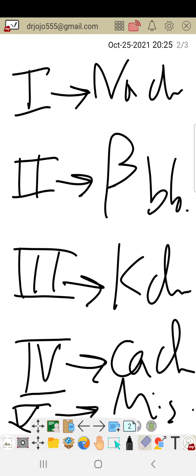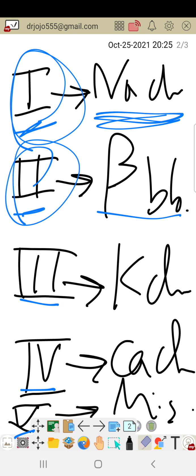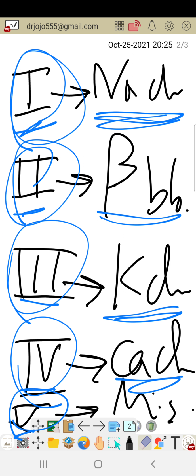So, what are the classes of antiarrhythmic drugs? We have class 1, 2, 3, 4, 5. What is class 1? Class 1 is sodium channel blockers. Class 2 is beta blockers. Class 3, potassium channel blockers. Class 4, calcium channel blockers. And finally, class 5, miscellaneous.